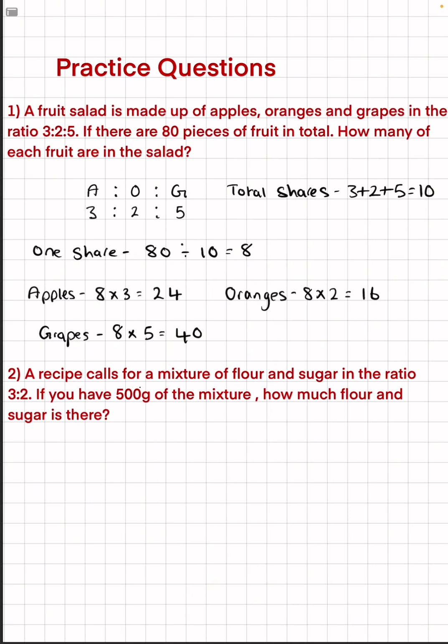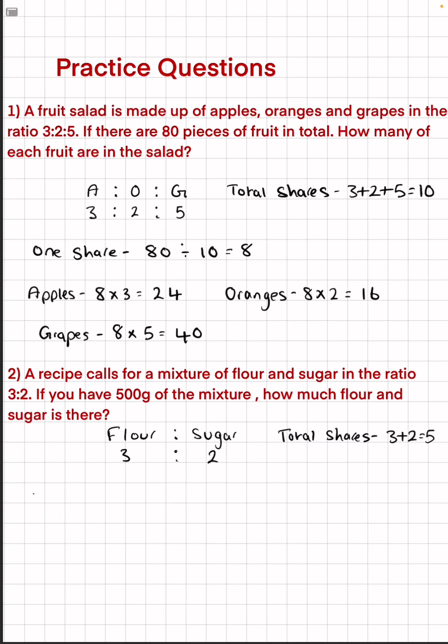Question 2 says a recipe calls for a mixture of flour and sugar in the ratio 3, 2. If you have 500 grams of the mixture, how much flour and sugar is there? So the flour to sugar ratio is 3 to 2. The total number of shares we have is 3 add 2, which equals 5.